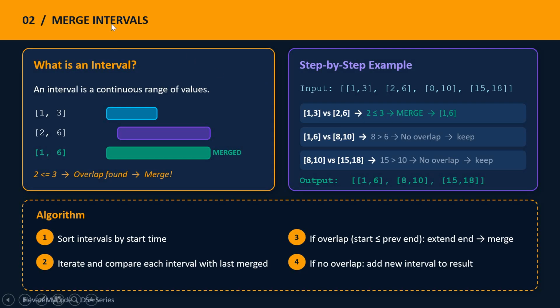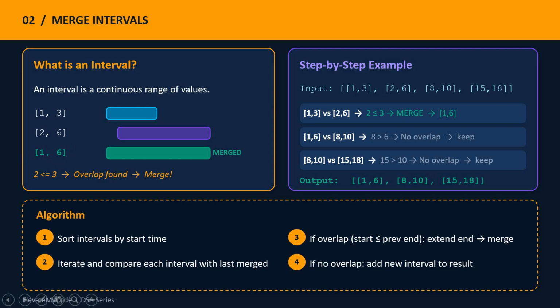That's why it is called merge interval. We have to merge the intervals whenever they overlap. An interval is a continuous range of values, like 1 comma 3, 2 comma 6. Here they are going to overlap, and then we have to merge them. So finally, 1 comma 3 and 2 comma 6 will become 1 comma 6.